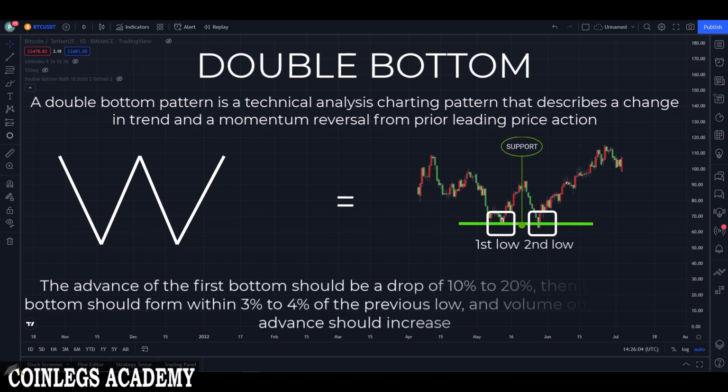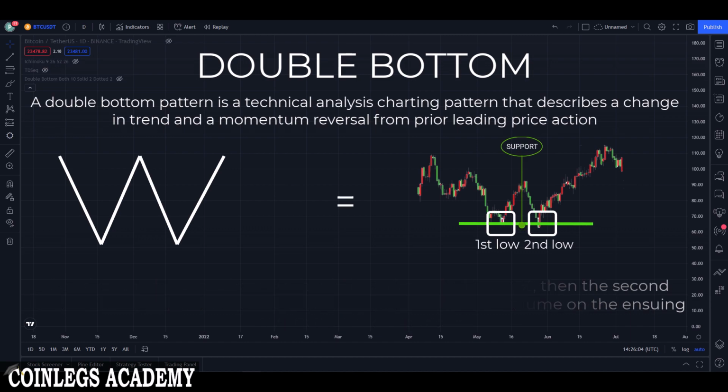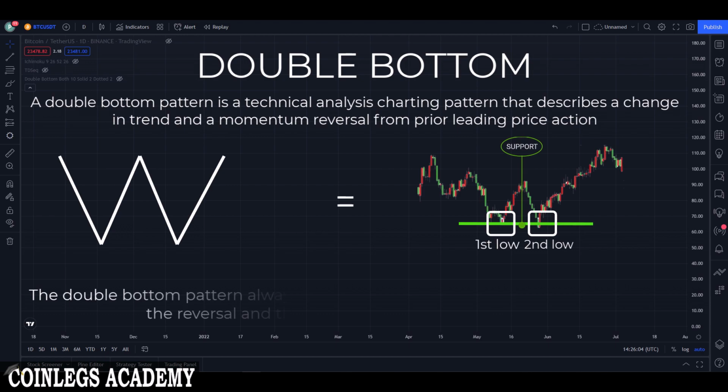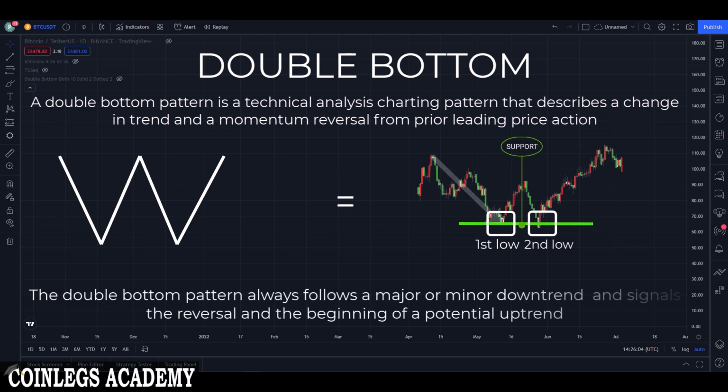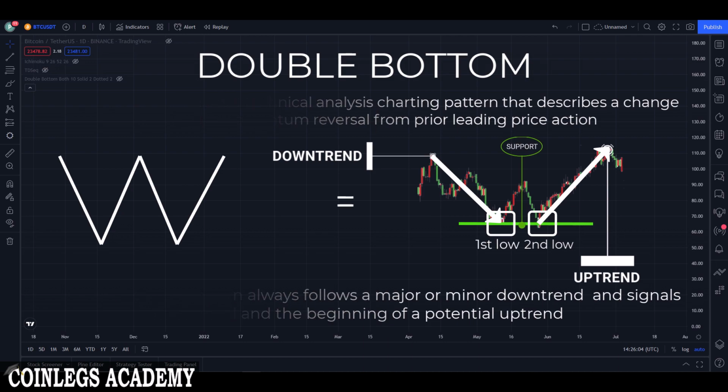The advance of the first bottom should be a drop of 10% to 20%. Then the second bottom should form within 3% to 4% of the previous low, and volume on the ensuing advance should increase. The double bottom pattern always follows a major or minor downtrend and signals the reversal and the beginning of a potential uptrend.